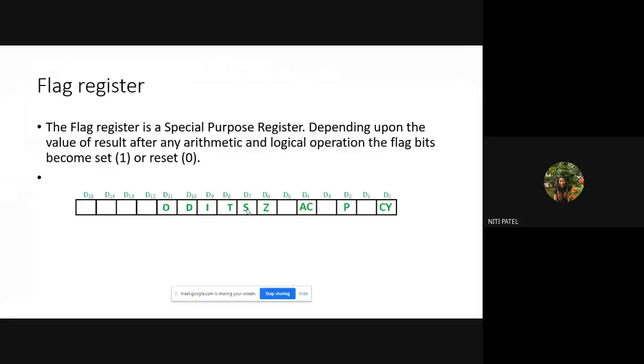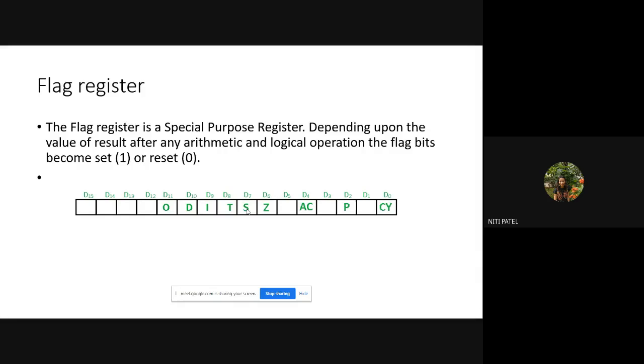Then if there is a trap, that is the highest priority, then that value will be set to 1, else it will be set to 0. If there is any interrupt, then the bit D9 will be set to 1, else it will be set to 0. Then D10, which is the direction flag, is used to process the data from lower to higher or higher to lower.